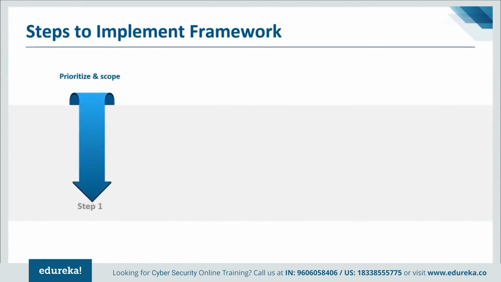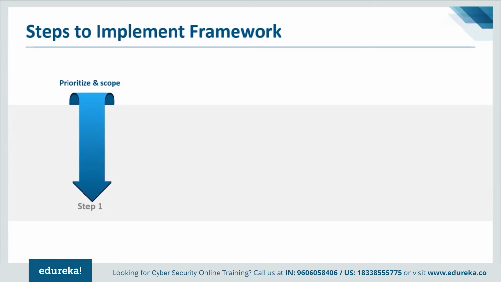So, the first step is to prioritize and scope. The organization identifies its business mission, objectives, and high level organizational priorities. With this information, the organization makes strategic decisions regarding cybersecurity implementations and determines the scope of systems and assets that support the selected business line or process.